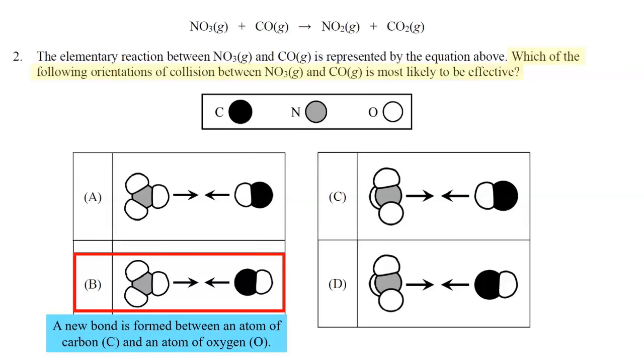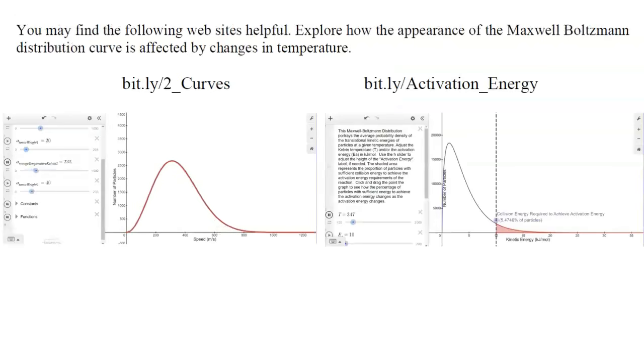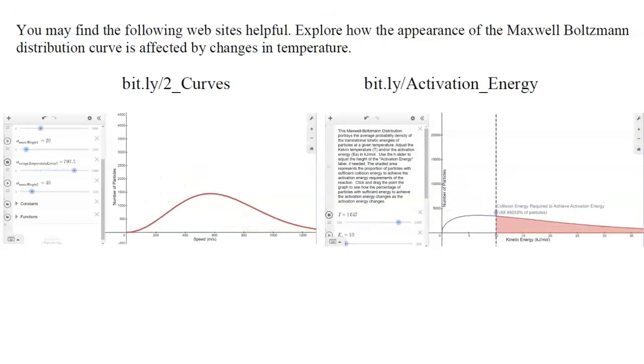Now let's take a look at question 3. Question 3 says, which of the following best helps explain why an increase in temperature increases the rate of a chemical reaction? On this next slide, you'll see something that I had presented in my video for topics 5.4 to 5.11. Now we see 2 curves that are changing as the temperature of the sample is increasing.